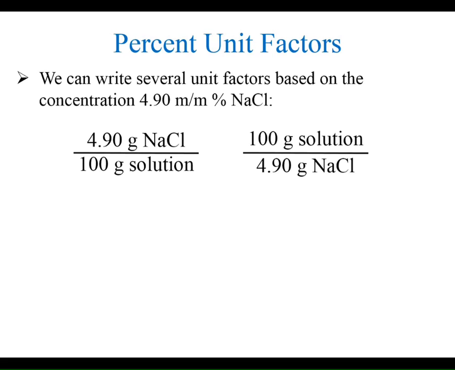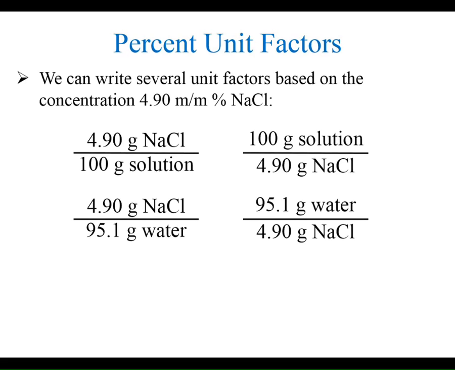100 minus 4.9, right? 95.1. So I could also say that's the same thing as saying 4.9 grams of sodium chloride per 95.1 grams of water, the solvent. Or I could flip that, right? I could also relate just the solvent to the whole solution, too. And get that.